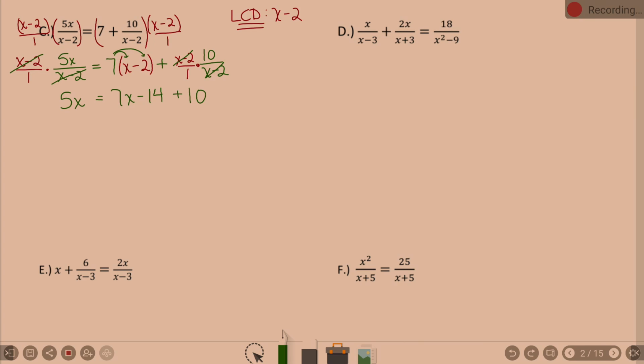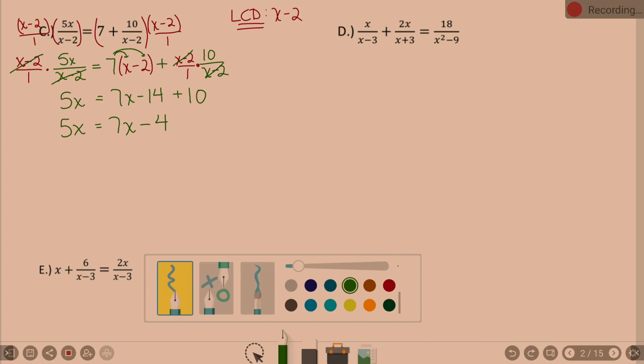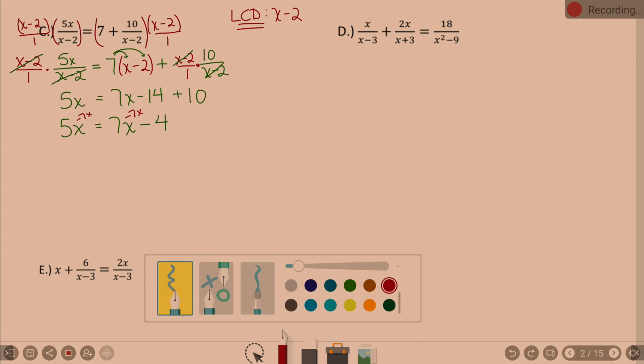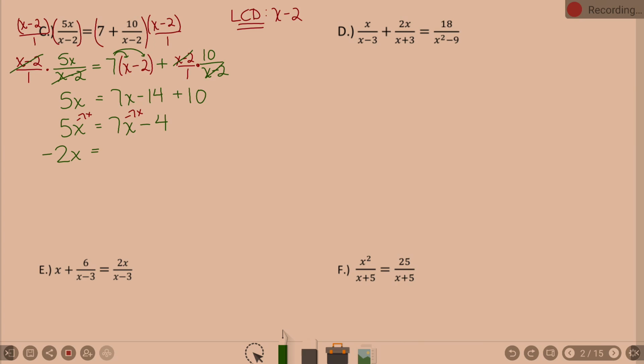Kind of unusual for algebra 2, but there's not even any x squared in this problem, are there? Enjoy it while you can. Let's clean up the right. So 5x equals 7x. What's minus 14 plus 10? Minus 4. How do I solve? Subtract 7x. Yeah, we want to get our x's on the same side. So subtract 7x. 5x minus 7x is negative 2x. 7x minus 7x cancels, and I'm left with negative 4.